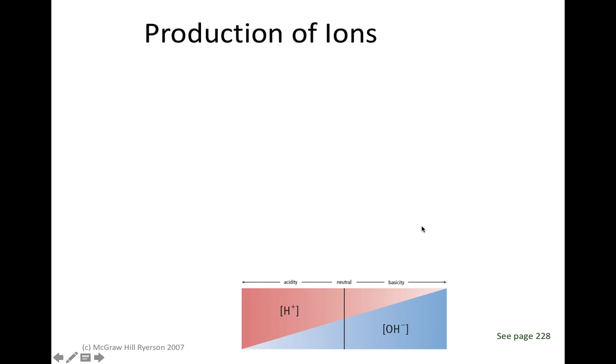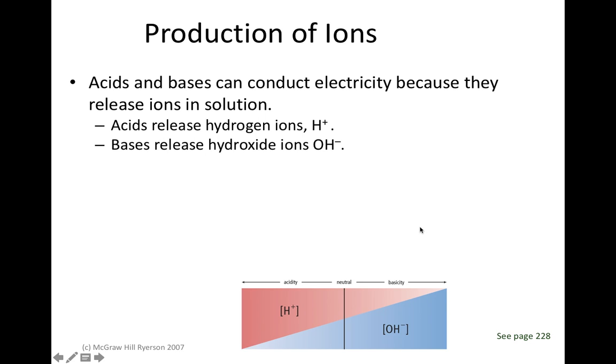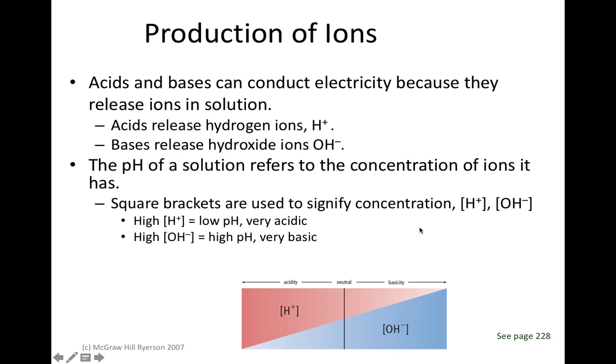Production of ions. Acids and bases conduct electricity because they release ions in solution. Acids release hydrogen ions, H+, bases release hydroxide ions, OH-. The pH of a solution refers to the concentration of ions it has. So the square brackets mean concentration.